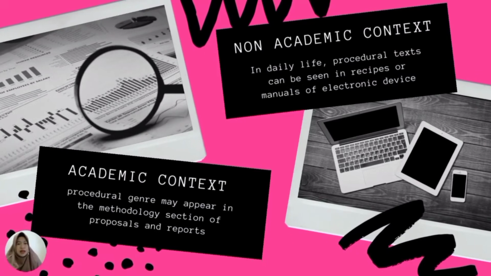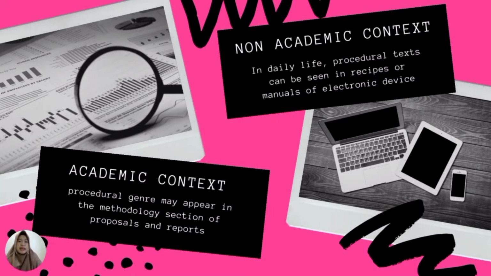Okay, procedural text is usually used in non-academic contexts and also academic contexts. In daily life, we can find procedural text in recipes or manuals of electronic devices. So when we buy a new handphone, or when we buy a new television, we can see on the box there is a manual for using the electronic device, and there are the steps of how to use it. And then in academic contexts, we can find it in the methodology section of a proposal and report.